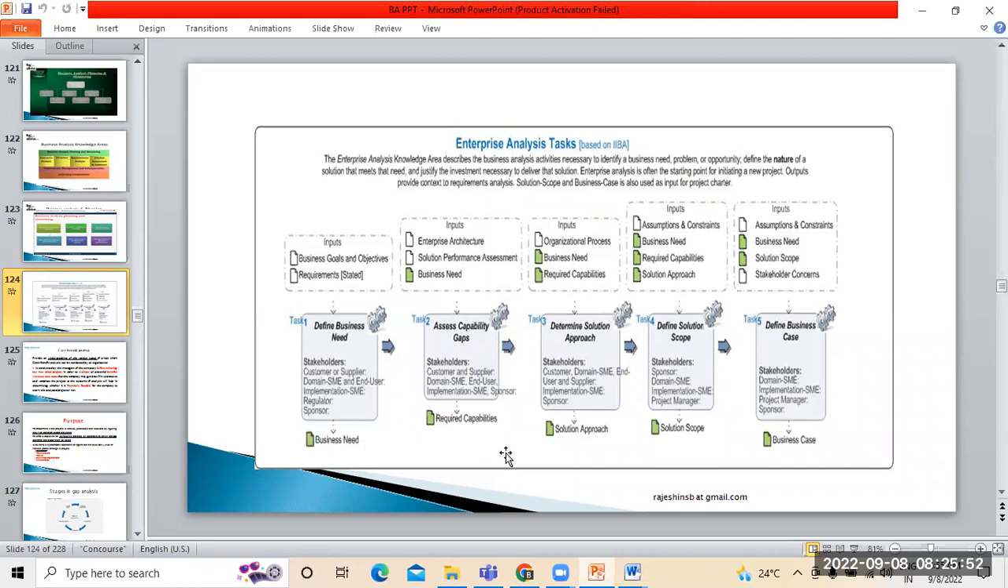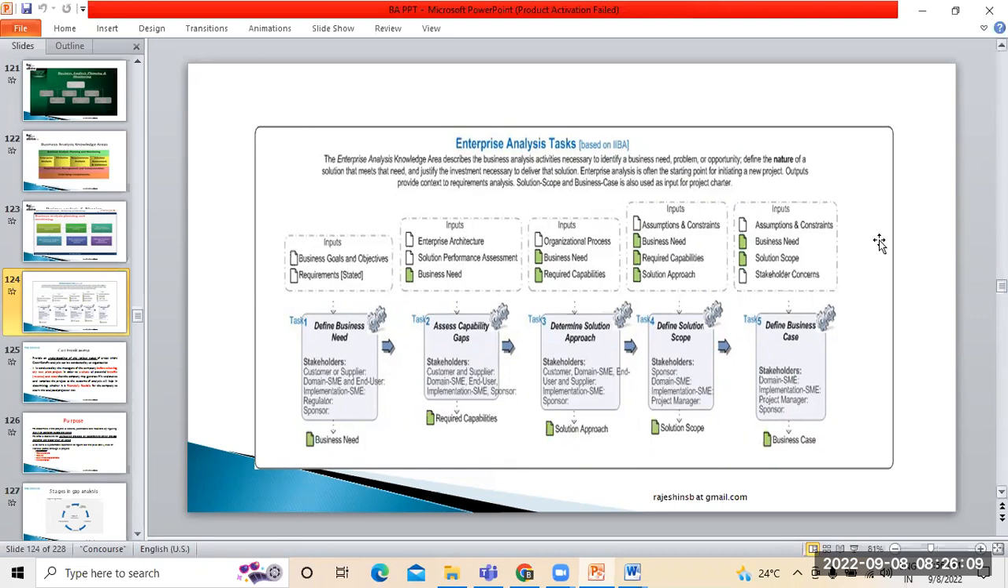Followed by this, you need to define the solution scope of the project given. It means what possibilities do we have? Yesterday I explained, right? So scope of the project, all that. And finally, you need to define the business case.